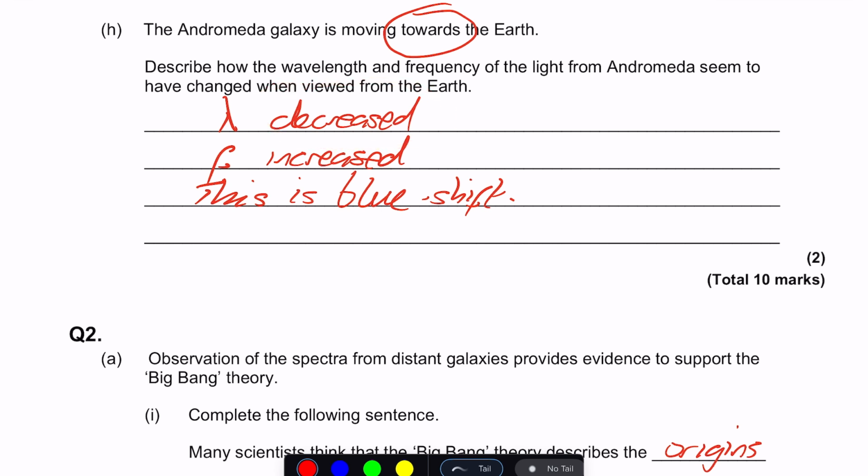Okay, I'll just do one at a time, but a lot of these questions are going to be about redshift. So just have a look at the other ones and you'll see what I mean.